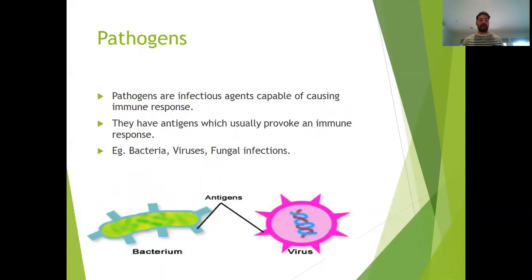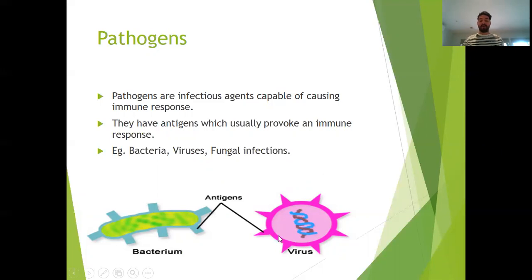So that brings us to what a pathogen is. Now, a pathogen, and there's a really good definition, are infectious agents which are capable of causing an immune response. Now, they have antigens attached. So I'll draw your attention to this diagram here. Here you can see a bacteria, and on the membrane of the bacteria are antigens. Now, our body would recognize those as possibly non-self.